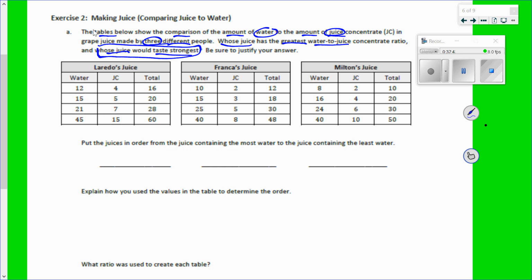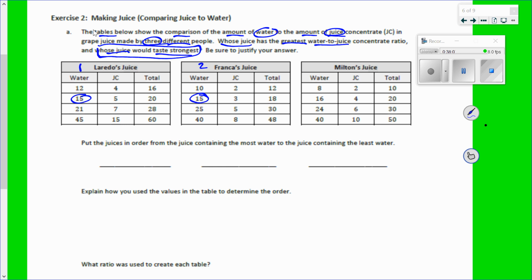Olivia? 15. Okay, 15 for Laredo, 15 for Franca. So, if he's got 5 things of juice, she's only got 3. Which one's stronger? 5. So between those 2, we can say he's 1, she's 2, right? Yes. Everybody go with that? Yes. Okay. So we need to make another comparison.